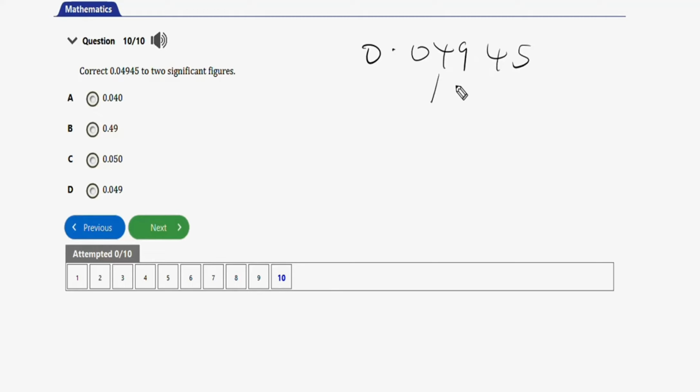This is the first significant figure. This is the third one. This third one is not up to 5, so you can't add 1 to this 9. So the right option will be 0.049. So this is option D.